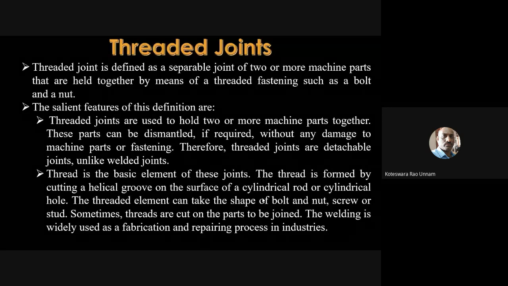If it is a cylindrical rod, we'll call it a bolt. If it is a cylindrical hole, we'll call it a nut. So that means if you have external threads, we'll call it a bolt. If you have an internal thread, we'll call it a nut. So that is the feature of this thread. That is one of the features of this threaded joint. The threaded element can take the shape of a bolt or nut, or maybe a screw or a stud, like already told.